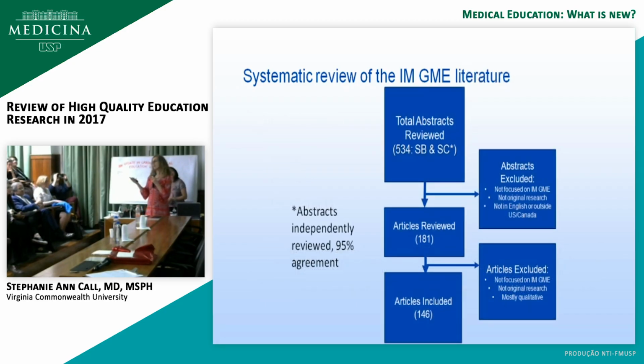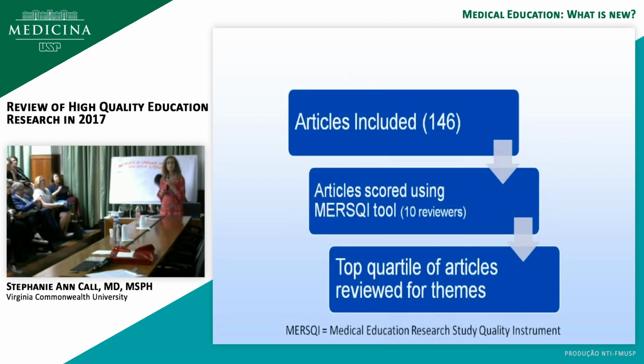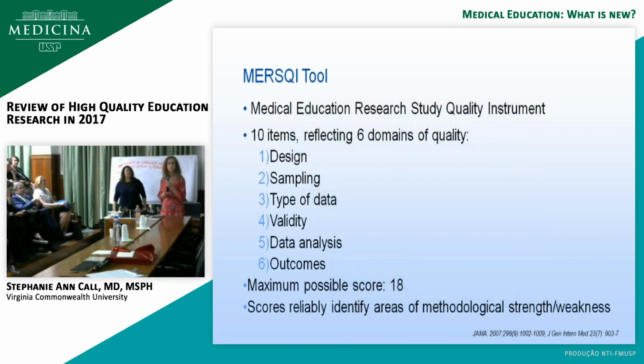Just so that you're aware, last year we identified 534 studies. We reviewed 180 that we selected to meet our criteria, and then really got it down to 146 studies. Of those 146 studies, they were scored using this validity tool, which I'll review briefly, and we selected the top quartile of articles based on validity to share with our audience and write a review paper. And I'm going to share with you some of those top quartile articles.